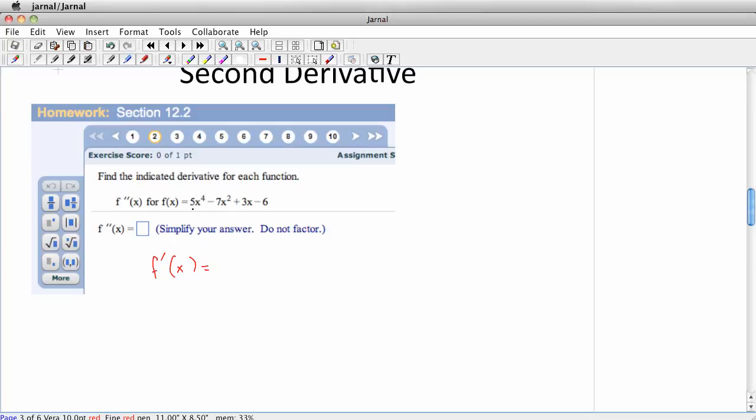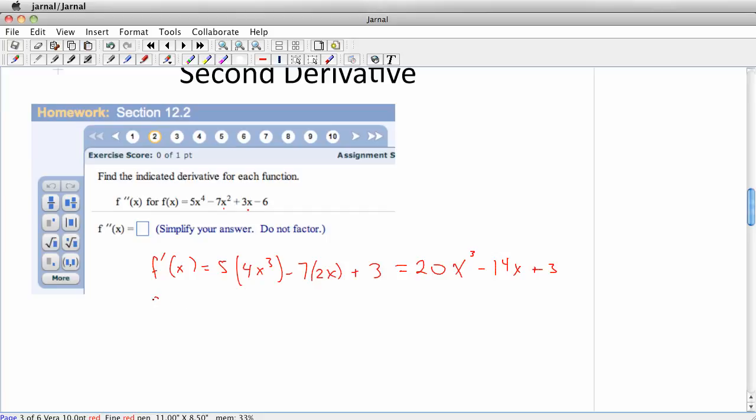So here's my function. I'll have 5 times the derivative of x to the 4th, which is 4x cubed. The derivative of x squared is 2x. The derivative of 3x is 3, and the derivative of the minus 6 part, of course, is 0. Now, I do need to take the derivative of that answer, so it's worthwhile to at least simplify this superficially, even if it's just really quick things like multiplying 5 times 4 together and 7 times 2 together, because the simpler this is, the easier my next derivative step will be.